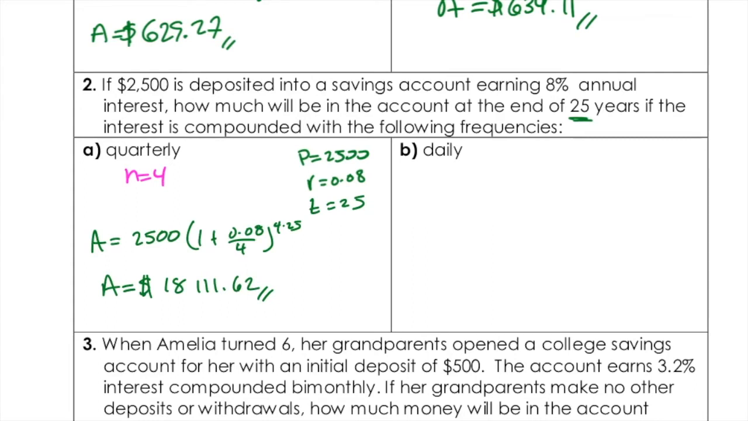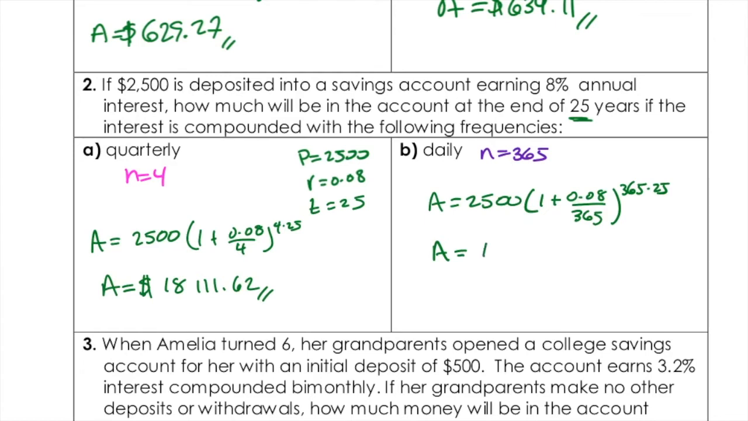Letter B here, N equals 365 because it's daily, so that means A equals 2,500 times (1 plus 0.08 over 365) to the 365 times 25. So A equals 68 dollars and 58 cents.